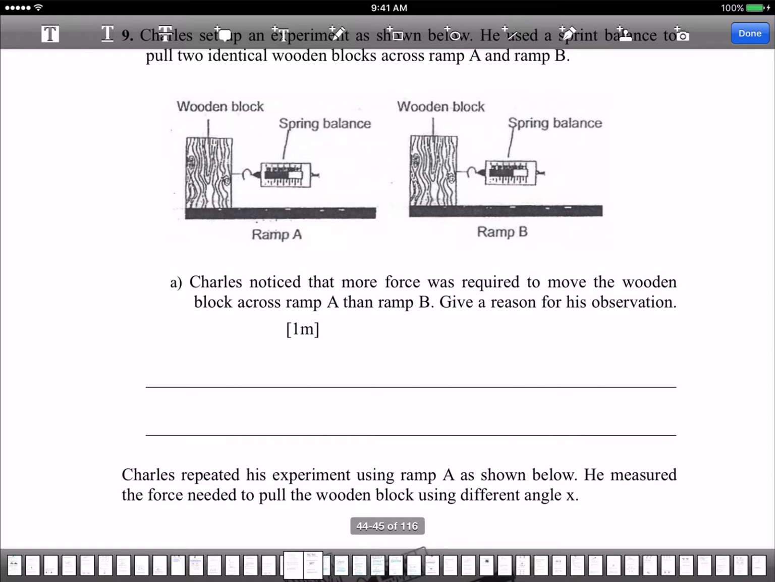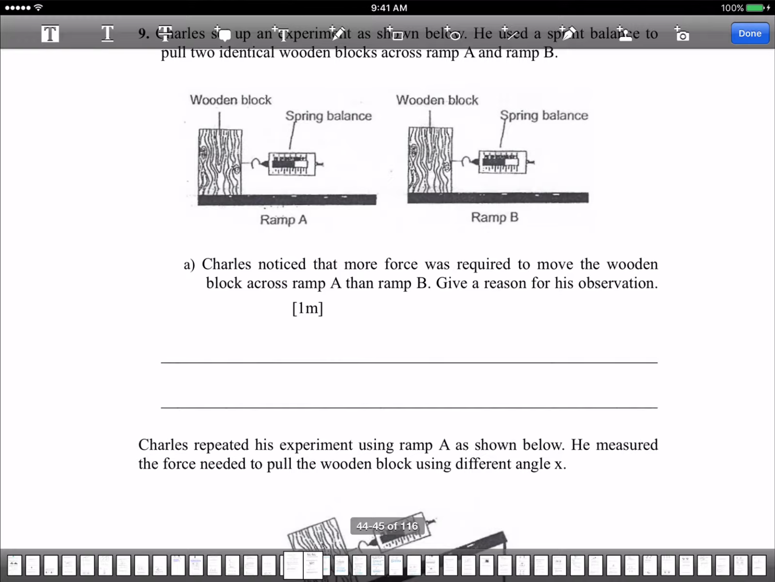Okay, so let's take a look at this particular question. So Charles said that, are we looking at the same thing? That's right. We are at the worksheet. Can you look at the worksheet right now? Yeah, we are all looking at the worksheet.